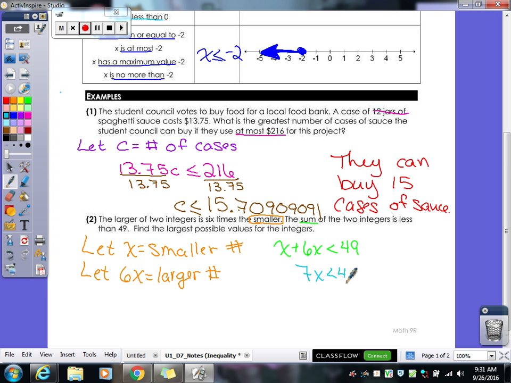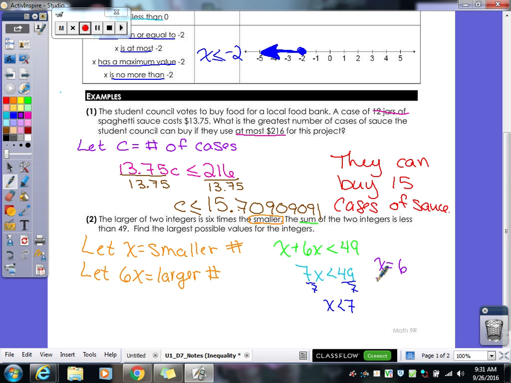They generally don't like you to do that right away. You usually want to see the equation first. So when you add them, you do get 7x, so we divide by 7. X is less than 7. So what's the largest possible number that x could be? 6. It says x is less than 7. It's not equal to 7. I can't use 7. So the largest number that x could be is 6.